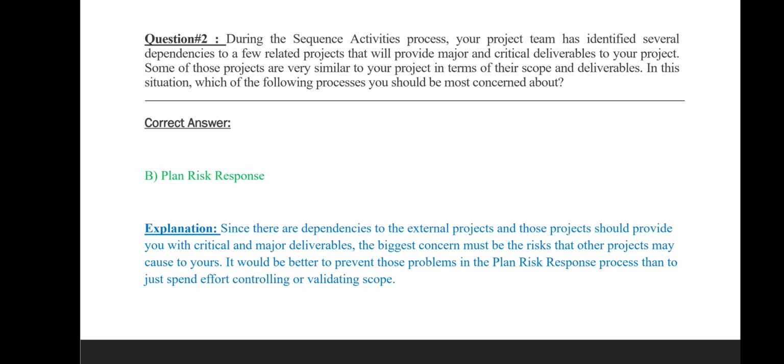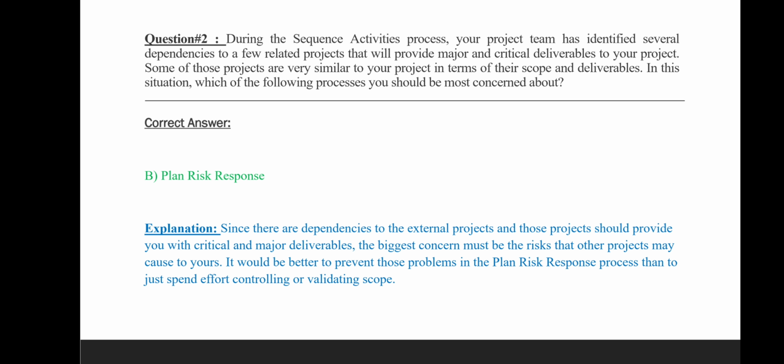Question number two, this is plan risk response. This is the correct answer. Since there are dependencies on external projects and those projects should provide you with critical and major deliverables, the biggest concern must be the risk that other projects may cause to yours, because other projects are also there. The biggest concern is the risk because the other projects can affect your project also.